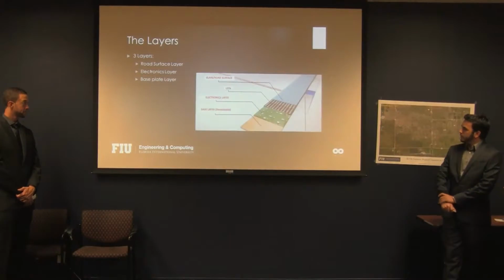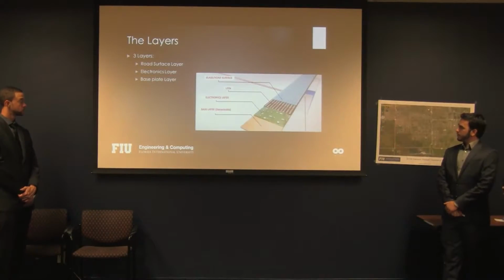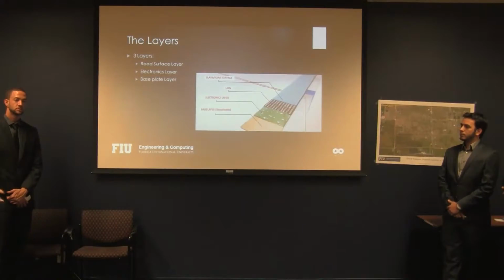Next, yes. So the most important thing about this is that it generates revenue. Eventually, the road will not only pay for itself, but we will also be receiving extra money back. It consists of 3 layers. The first layer, which is the surface, is glass. The second layer, you can see, is split in 2. We have the electronics layer, and we have the LEDs. And the bottom layer is the base layer, which is recyclable material.